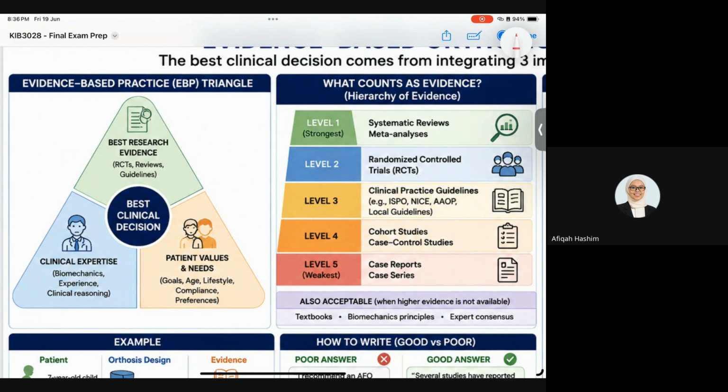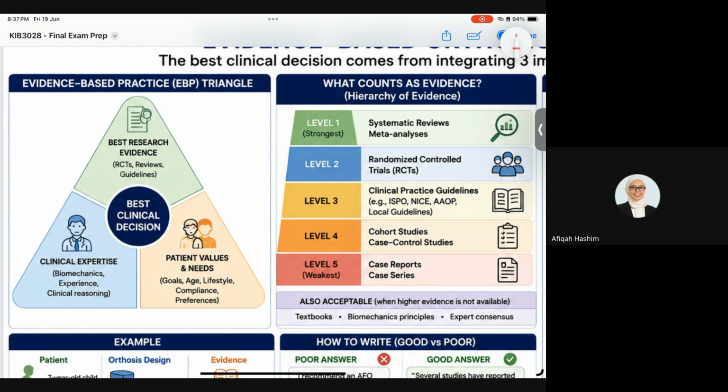So these studies tell us what has been shown to work in similar patients. The second component is your clinical expertise. This is where your understanding of anatomy, biomechanics, gait analysis, and orthotic design becomes important, because research may tell you that an AFO improved gait, but your clinical knowledge helps you to decide which type of AFO is most appropriate for the patient and how it should be designed.